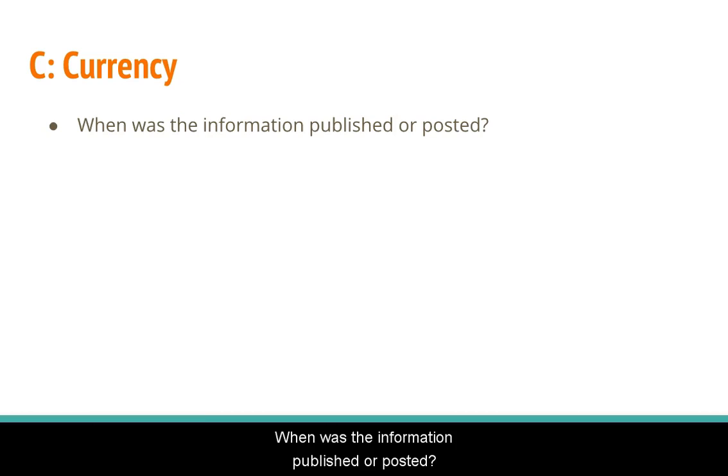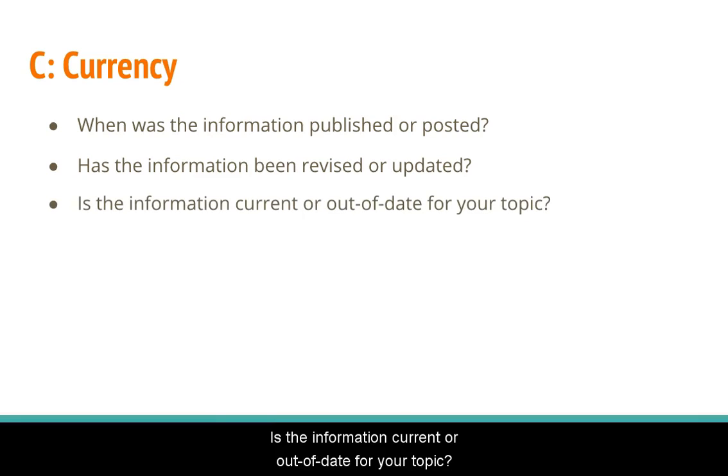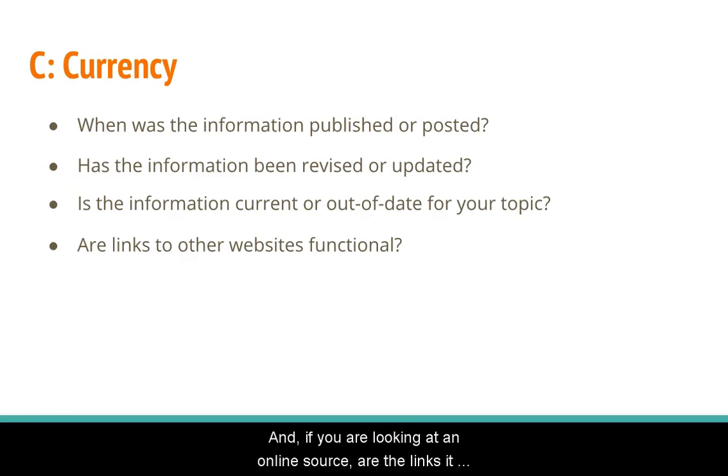The first is currency, which refers to the timeliness of the information. Here are questions to help you assess the currency of your source. When was the information published or posted? Has the information been revised or updated? Is the information current or out of date for your topic? And if you are looking at an online source, are the links it provides still working?